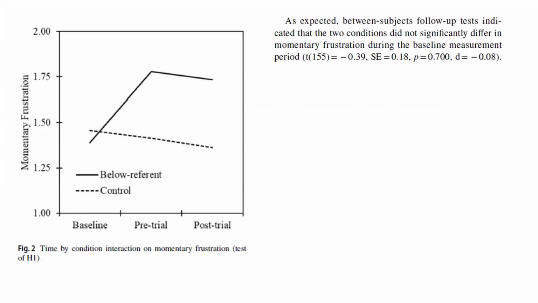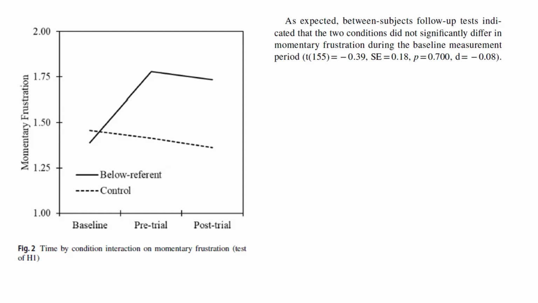So we have a significant interaction. We want to then go and probe that interaction and do our follow-up probing tests. So in the paper, we begin by doing between subjects tests. So we say, well, as you would expect, between subjects follow-up tests showed there was no difference between the two conditions in frustration during the baseline measurement period. And you'd expect that because at that point, the two conditions actually weren't different. This was the baseline measurement, as people showed up to the experiment. There really shouldn't have been a difference across condition, so we didn't expect one.